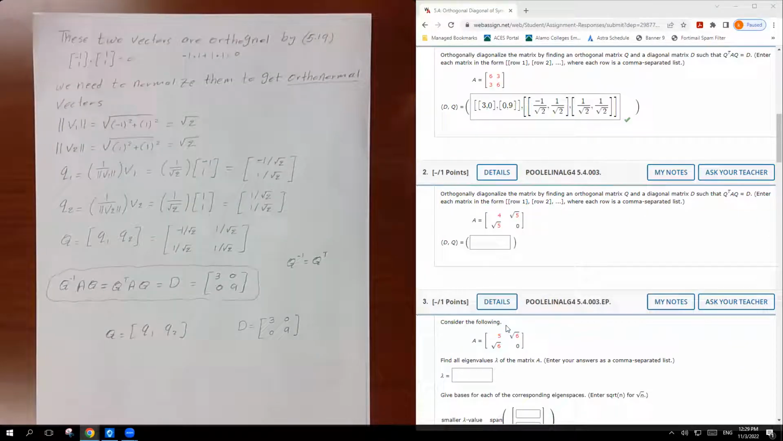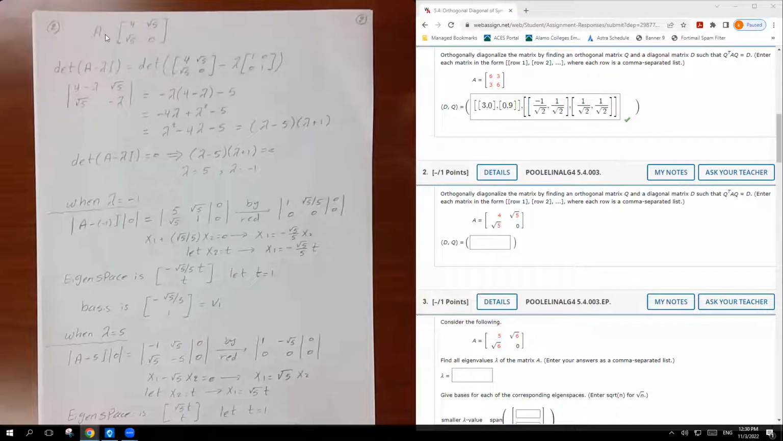So you're going to do exactly the same thing with example 2. Let's solve example 2. You see example 2 and example 3, they are exactly the same. I did both of these to make this easier for you. So you just have to do it step by step. So example 2, our matrix A is [4, square root of 5; square root of 5, 0]. So we're going to do exactly the same steps.